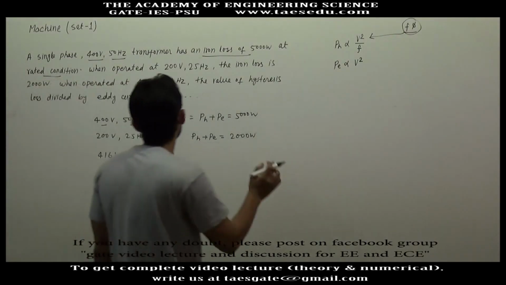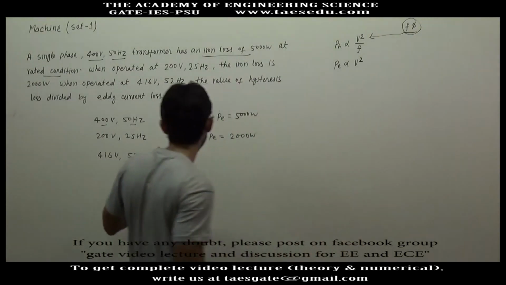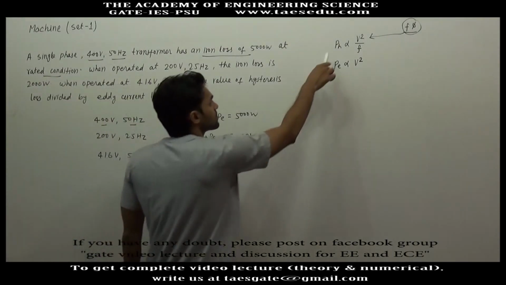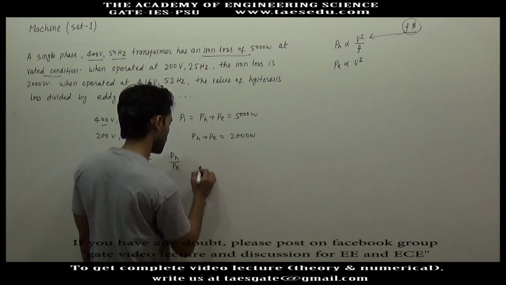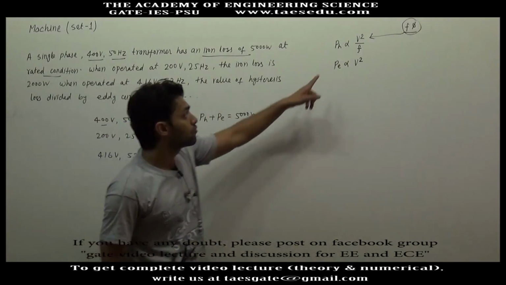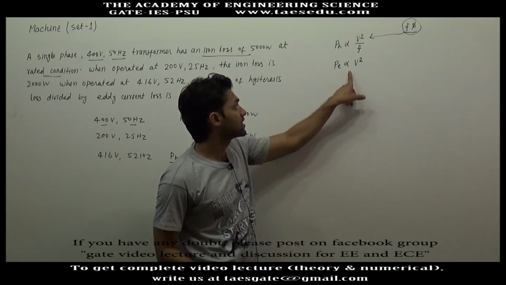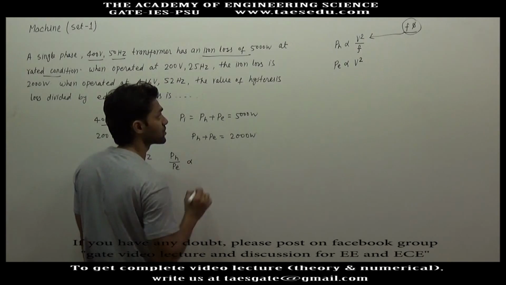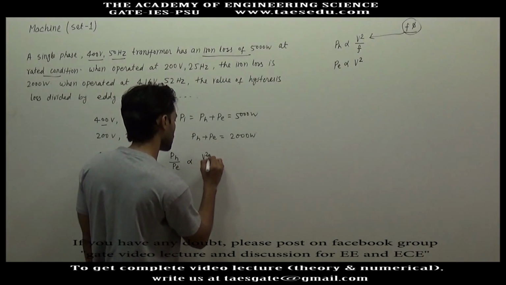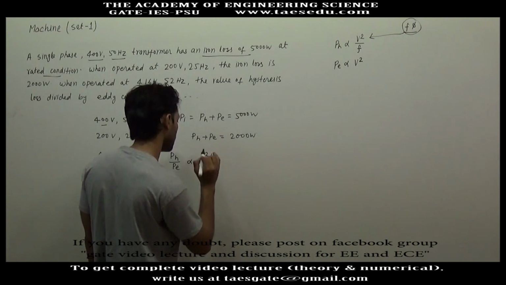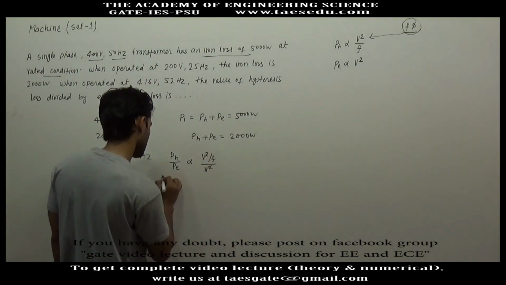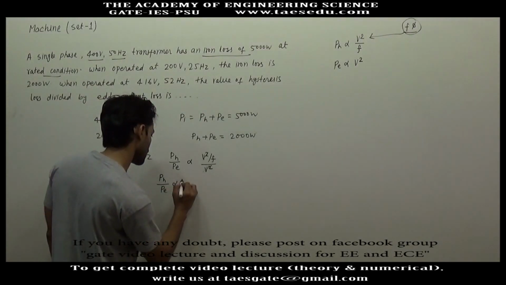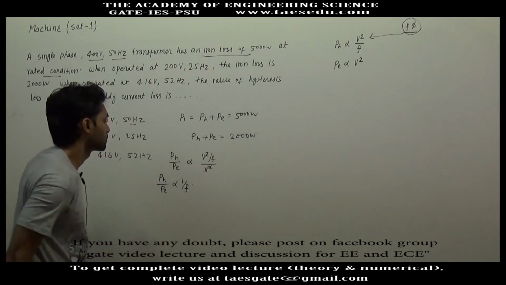So we have to find out hysteresis loss divided by eddy current loss. PH by PE will be, we can say that PH is directly proportional to V square divided by F, and PE is directly proportional to V square. So we can say that PH by PE will be directly proportional to V square divided by F divided by V square. This is cancelled. So the quantity we have to find out is directly proportional to 1 by frequency.